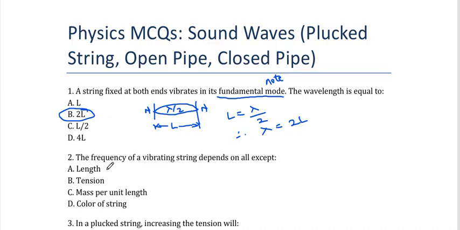Now the second question says the frequency of a vibrating string depends on all except. The formula for frequency is 1 over 2L times the root of T over mu. L stands for length, T is the tension, and mu stands for mass per unit length. So the only one outside is this, so D is the answer to this question.